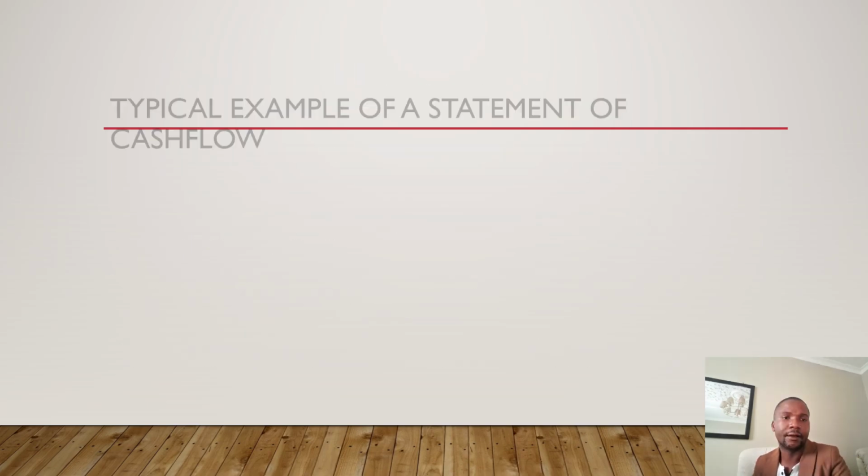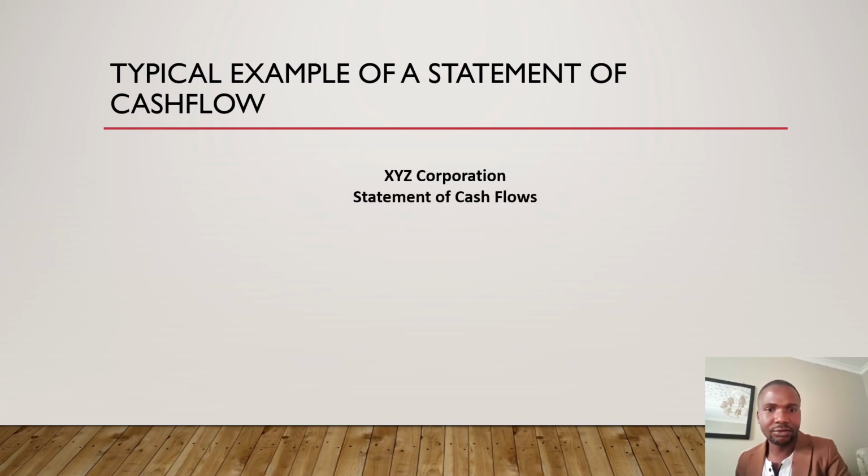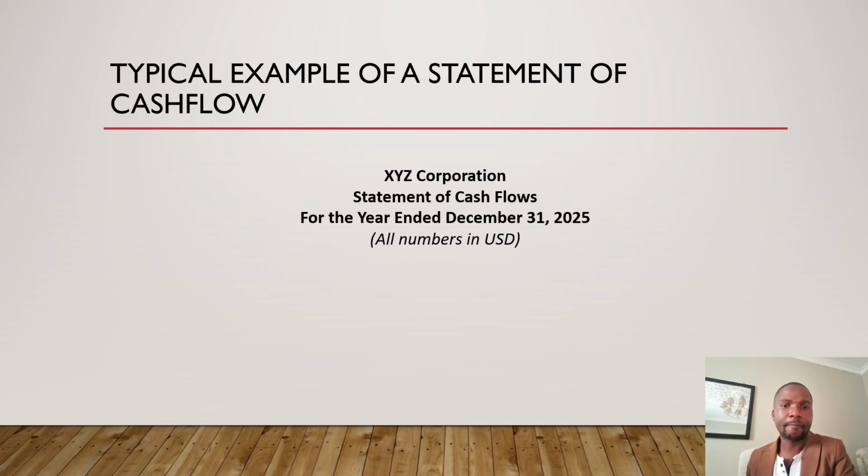Okay. Now having described what a cash flow statement is all about, let us look at a typical example of how a cash flow statement looks like. So we're going to look at the statement of cash flows for XYZ Corporation for the year ended 31st December 20X5. So the assumption here is that all the numbers are in US dollars.